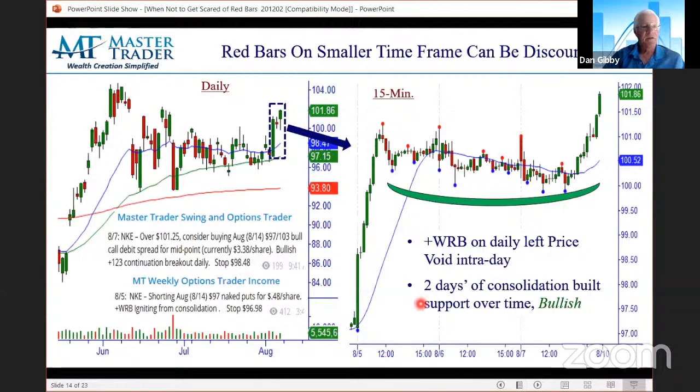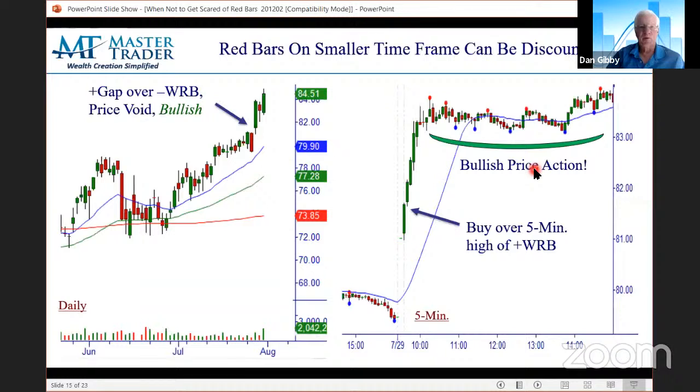Another example, with Nike here, you can see we gave it to both of our swing advisory letters as a swing trade, a bullish 1, 2, 3. Look at all these red bars ignored on a smaller time frame. And, you know, it depends what time frame you're trading. Third example, same concept, bullish gap breakout over a red bar.